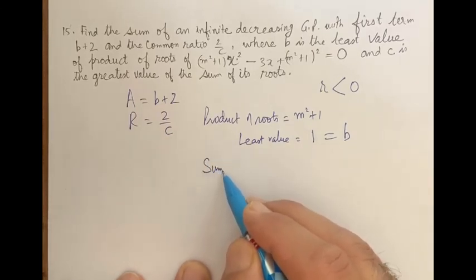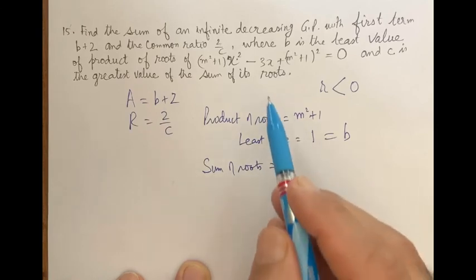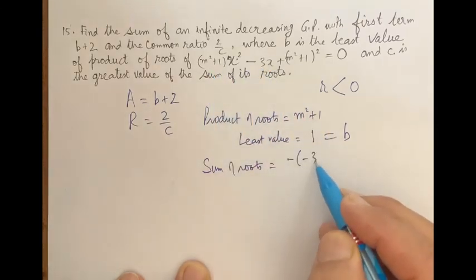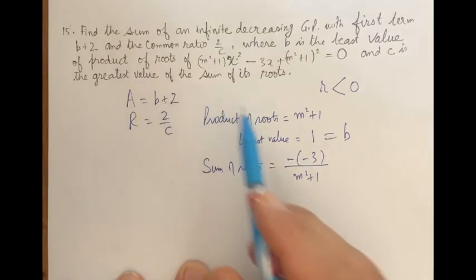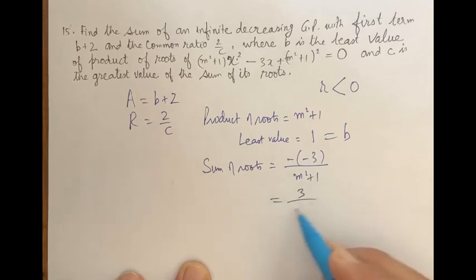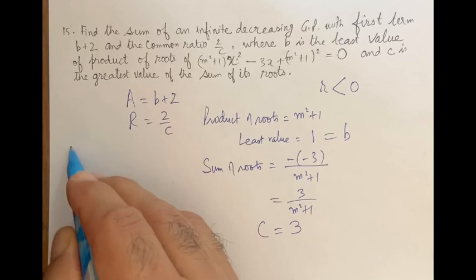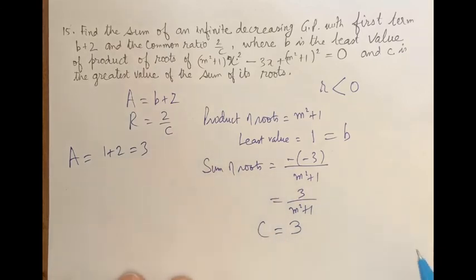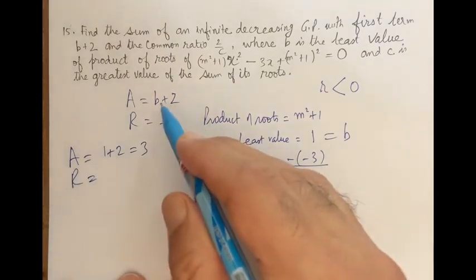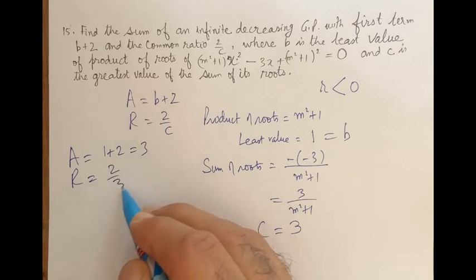Next we find out sum of roots. Sum of roots is minus b upon a, minus 3 upon m square plus 1. C is greatest value of sum of roots. So this is sum of roots. Sum of roots will be greatest when denominator is least. Denominator is least when m is 0. So this is 3 upon 1. C is 3. So what is first term? First term is b plus 2. B is 1. 1 plus 2 is 3. And common ratio is 2 upon c, that is 2 by 3.